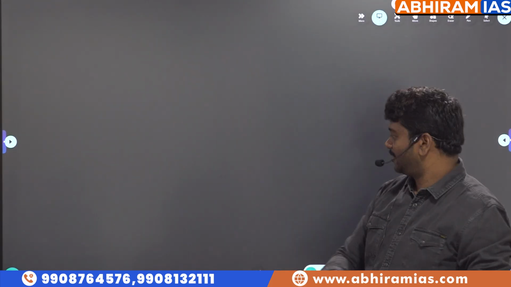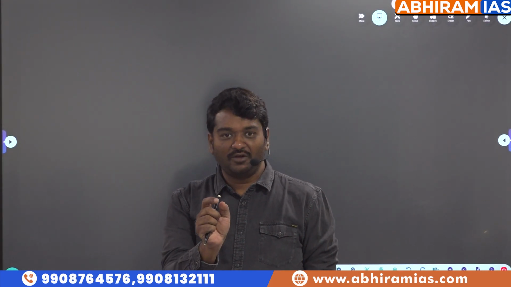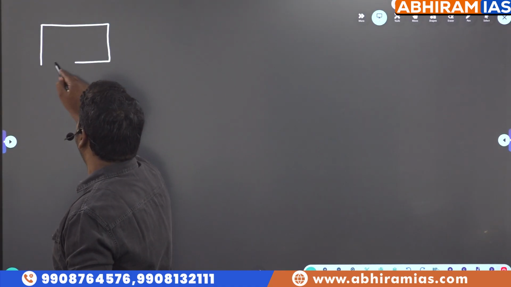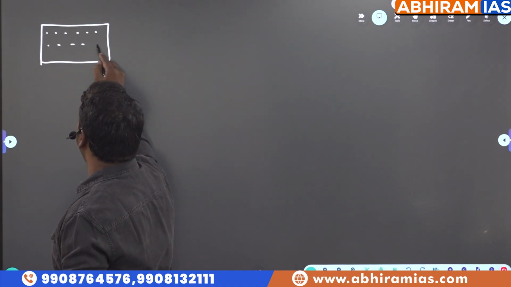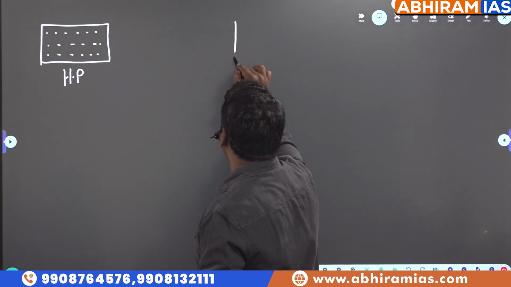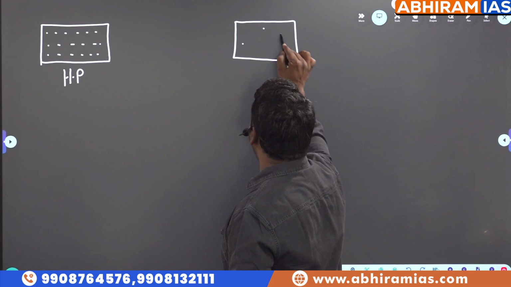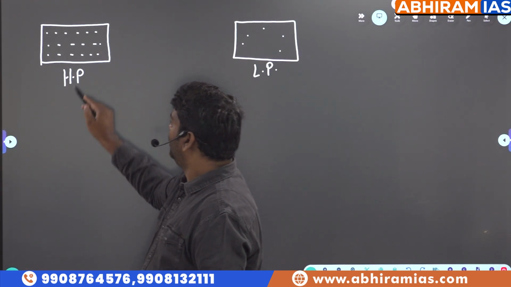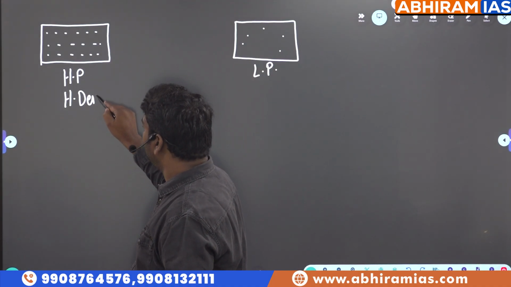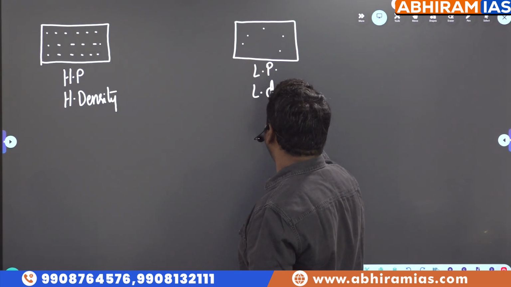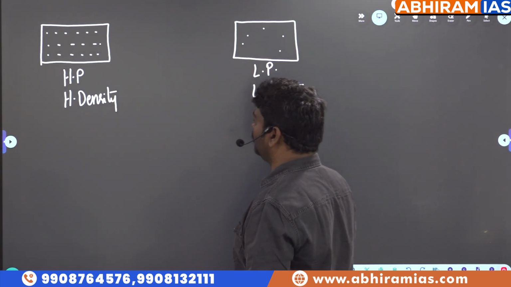So normally, this is the reason, like, some words you should have complete clarity. Right? First, you see here, if you have more number of air particles, it is high pressure. If you have less number of air particles, it is low pressure. See, high density of particles leads to high pressure. Low density of particles leads to low pressure.